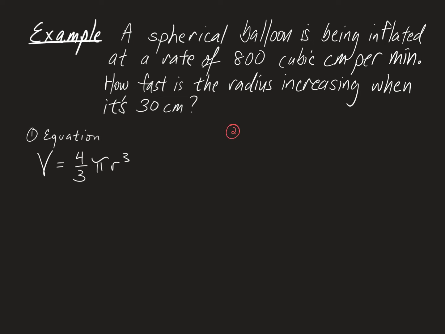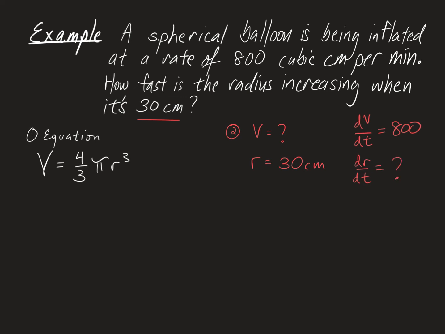This will be volume and radius. So do we know the radius? We in fact do know the radius. It's 30 centimeters. Do we know the volume? We don't know the volume, so we'll leave that alone for now. But we do know the rate at which the volume is changing with respect to time. Is 800, and it's asking us to find the rate at which the radius is increasing.